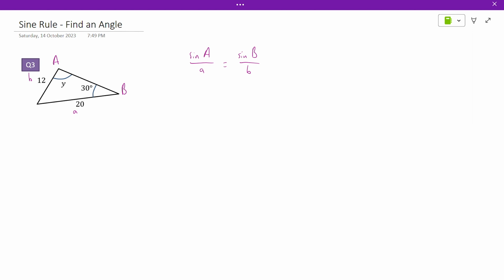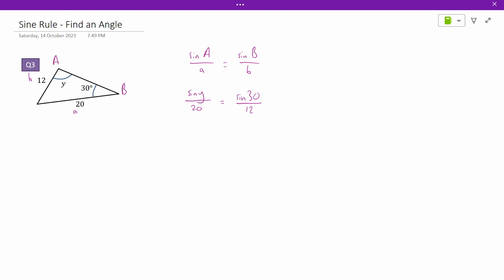Now let's input in some values. So sine of A, well, A over here was really a y, so let's write y. So I've got sine of y divided by lowercase a, which was 20, equals sine of B, which is 30 degrees, so sine 30 degrees, divided by lowercase b, which was 12. Okay, we're trying to get y by itself.